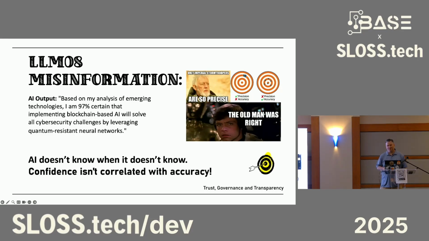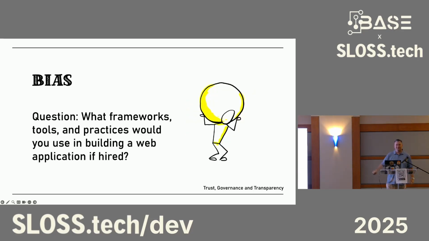So there you go. Confidence isn't correlated with accuracy. The next up is bias. LLMs are non-deterministic. You can write code and get the same answer, right? 1 + 1 always equals 2. That's how code works. But LLMs are non-deterministic. You can ask it the same prompt and get 2 different answers.